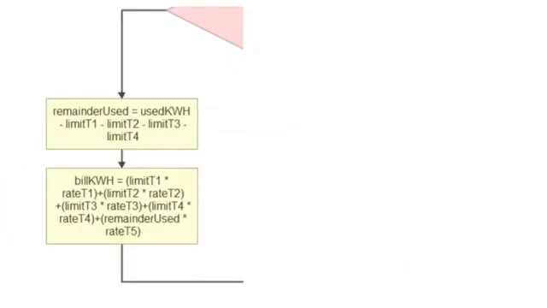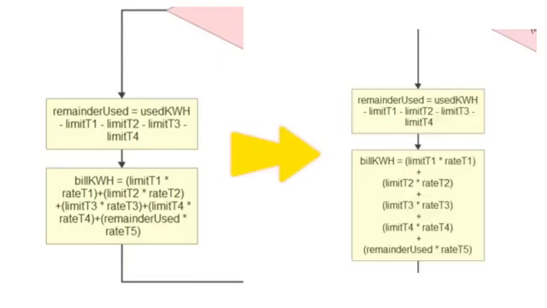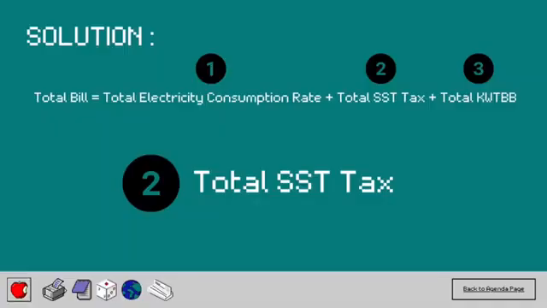Flowgorithm also automatically creates the size of the shape according to the length of the text. However, if there is a long complicated calculation, you cannot adjust the size of the shape to make it easier to read. Therefore, I decided to just use the enter key on the keyboard so that you can see and read the calculation better. For the second part of the solution, we will calculate the SST tax.